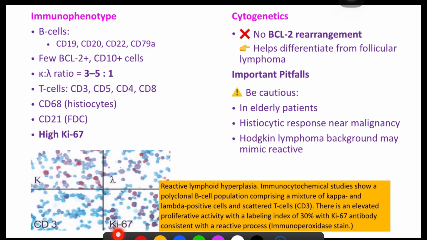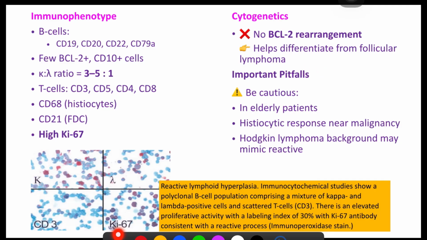Here, along with this, high Ki67. Here these are the kappa chain stain with immunoperoxidase stain. These are the lambda. CD3 positivity is also seen and high Ki67 is seen here in the smear. If we go for cytogenetics, no BCL2 rearrangement is seen because it is mostly in follicular lymphoma, so it helps differentiate it from follicular lymphoma.